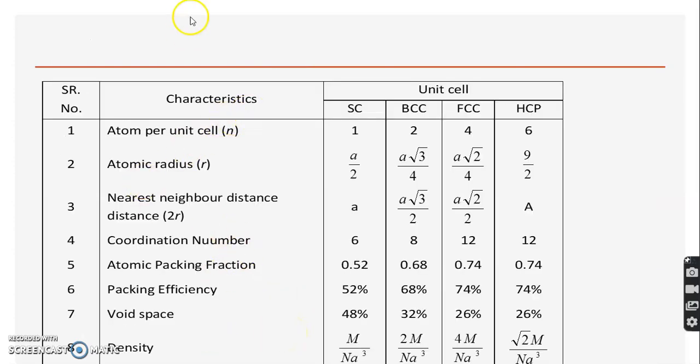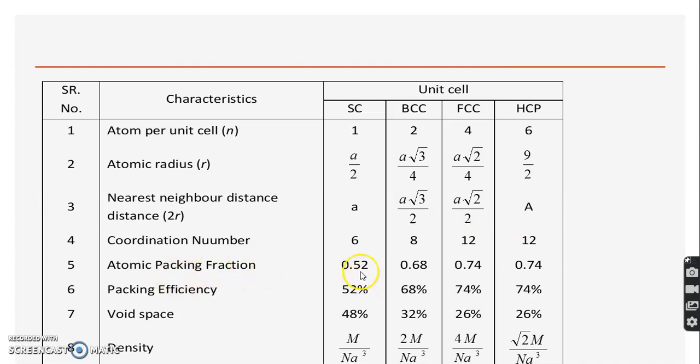So therefore, we will have the summary of all the parameters for the three cubic structures. Right now, ignore this HCP. So simple cubic, BCC and FCC. Atoms per unit cell for SC 1, BCC 2, FCC 4. Atomic radius is a by 2, a root 3 by 4, a root 2 by 4. Nearest neighbor distance 2r, that is multiplying this above by 2. So you'll get a. This is nothing but a root 3 by 2 and this is a root 2 by 2. Coordination number will be nothing but 6, 8 and 12.